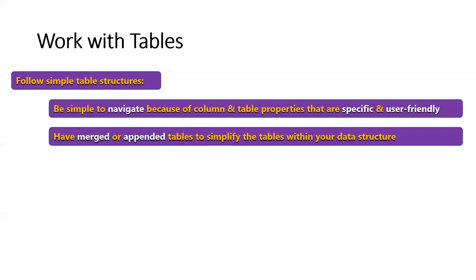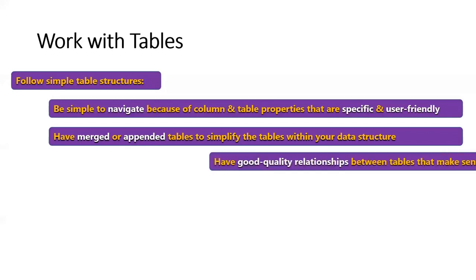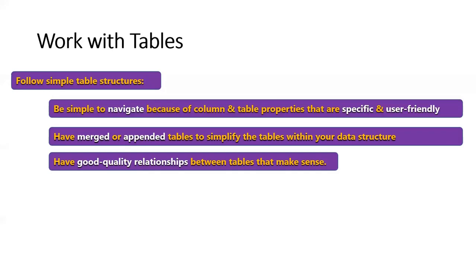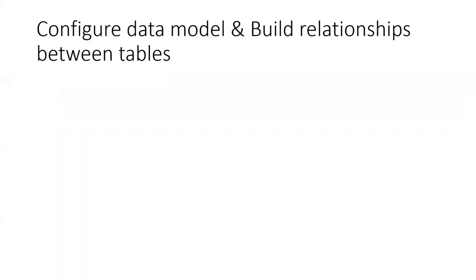Then we can have merged or appended tables. That's what we have seen in data preparation, that we have combined two tables into one. Out of four tables, we have just kept two tables. So merging or appending queries we can do, and that will make the tables and columns smaller, and it will simplify our data model. Relationship: we need to maintain good quality relationships between tables, which make sense, meaning it should be business specific, as per business need. That's what we should be able to understand.